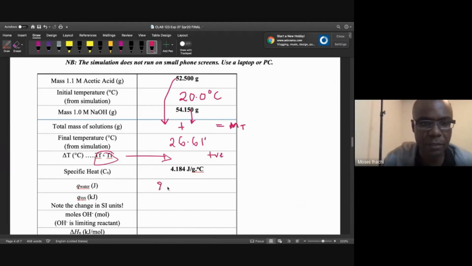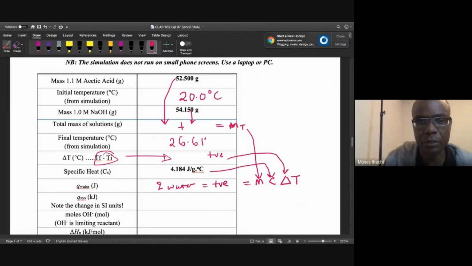And if it's positive, then Q of the water here will be positive. You have to do the math yourself. Remember, Q is MC, change in T. You already have the M, you have the specific heat capacity, and now you have the delta T. You should find Q. Q of the system will be negative of Q of water. Remember, this is in joules. So you'll have to divide by 1,000 to give you kilojoules.